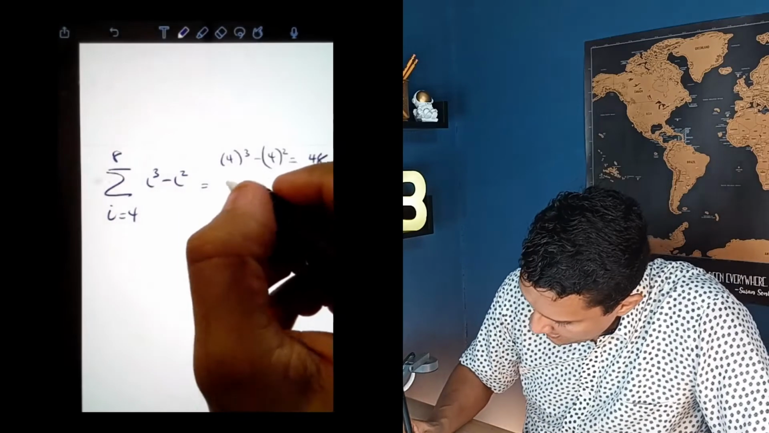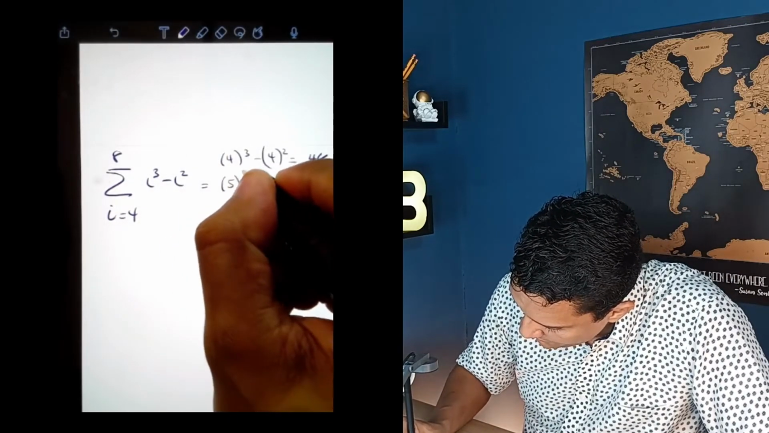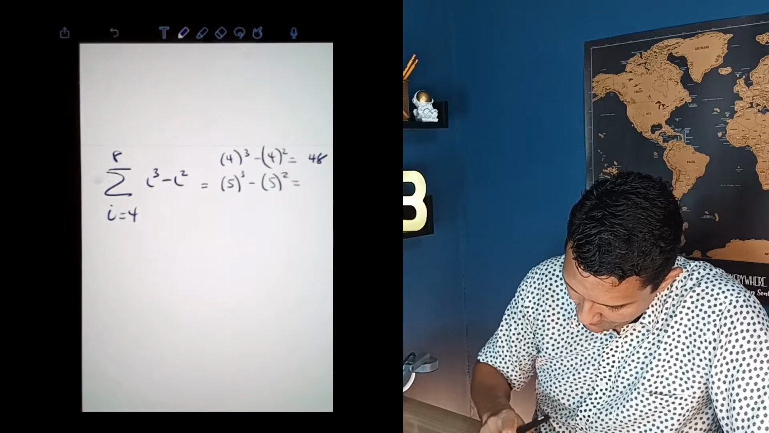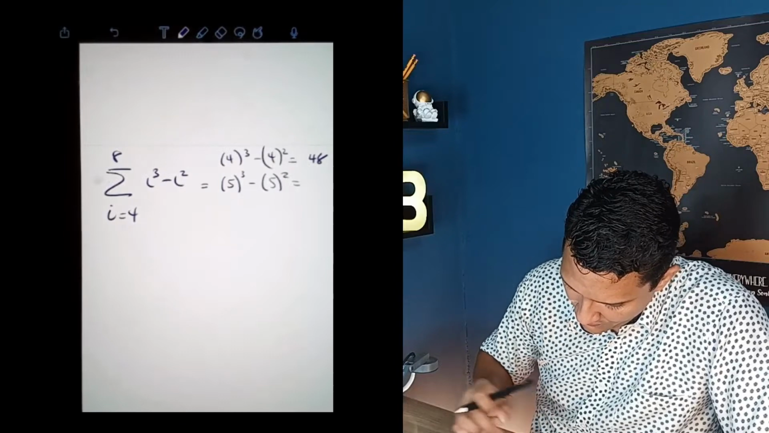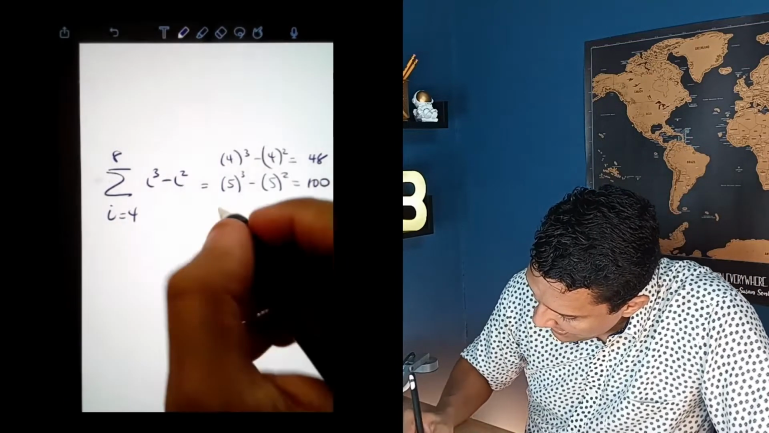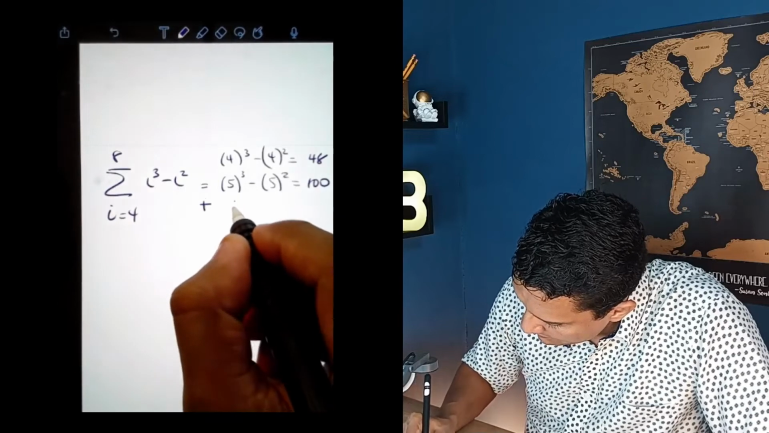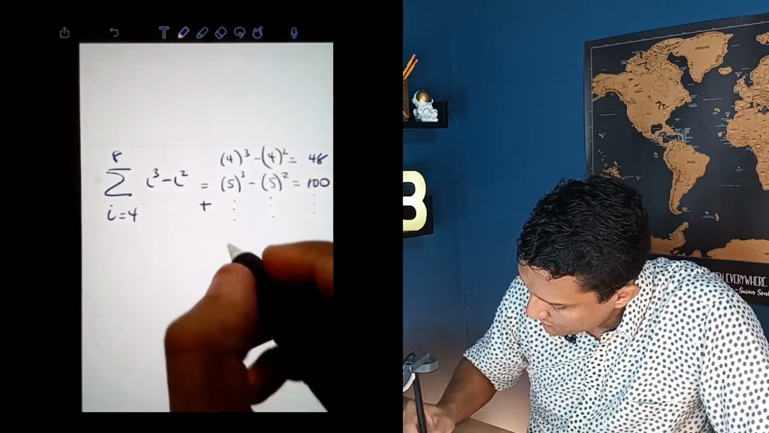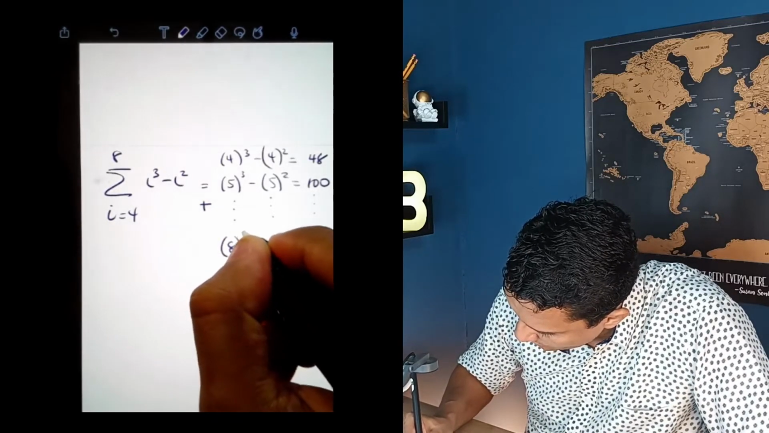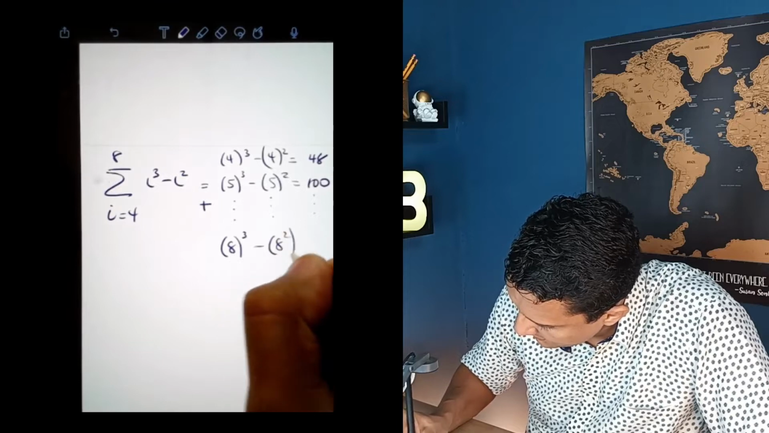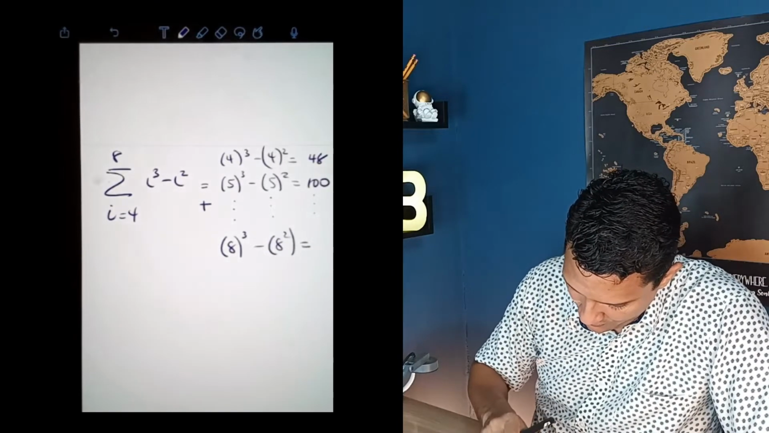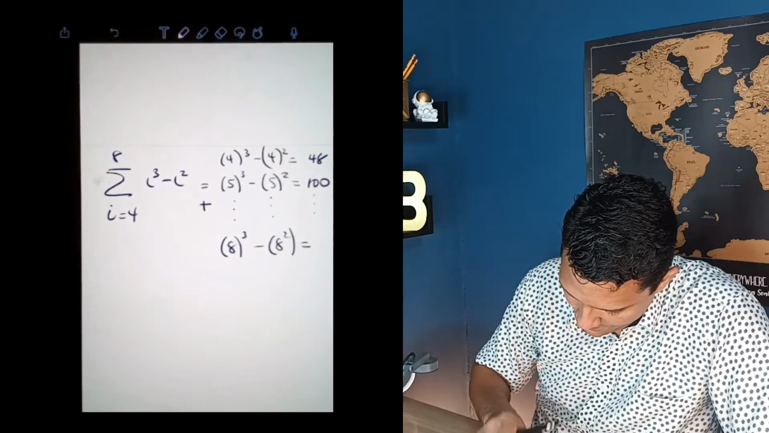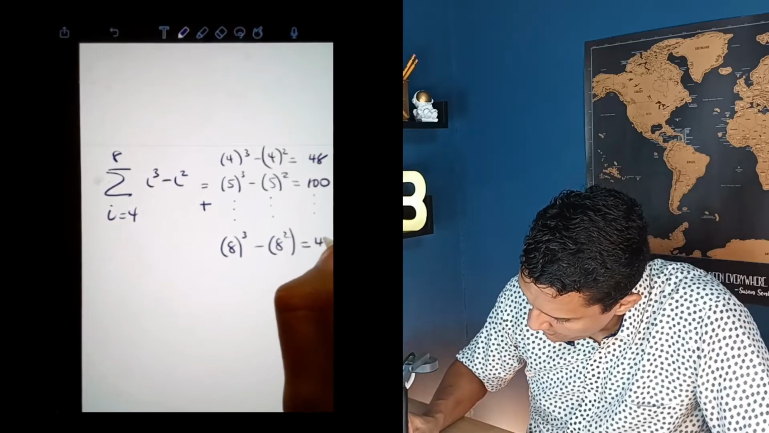Then we have 5 to the third power minus 5 to the second power. This is 100. And remember to add the 3 dots, which means that we are continuing with this procedure until i equals 8. So 8 to the third power minus 8 to the second power, that is 448.